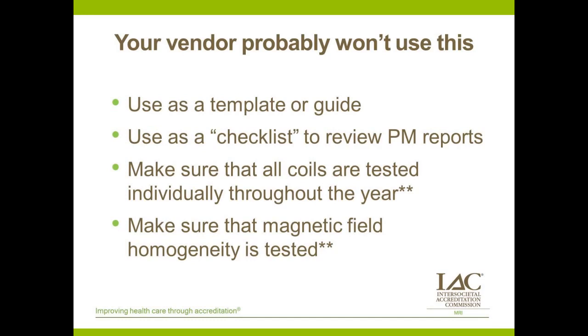So what I'm recommending with this tool is that you use it as your own guide or your own checklist. And as you receive those reports and as you file them, go through and make sure that all of the items that you need to have covered are actually identified somewhere in those factory reports or those service company reports. Specifically, the things you want to look at are make sure that all of your individual coils are getting tested at some point throughout the year and that you're getting those detailed numbers, right?